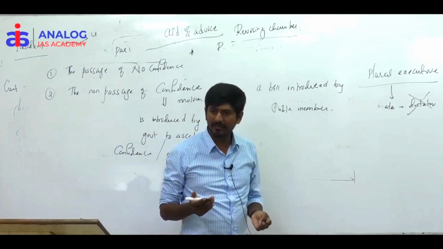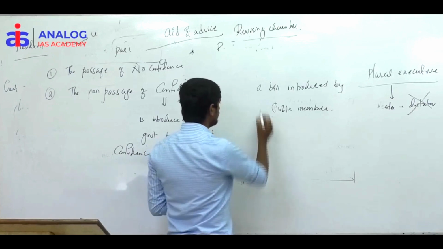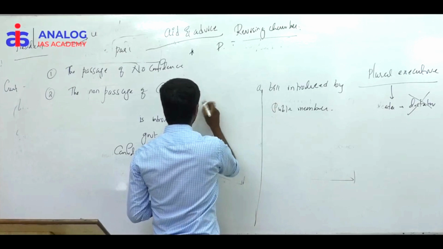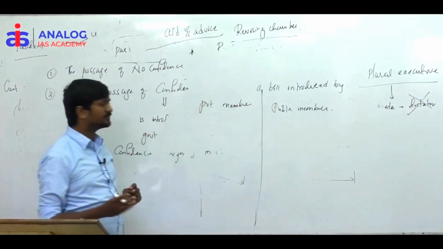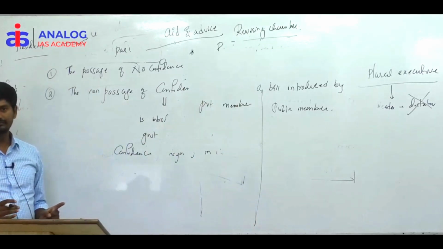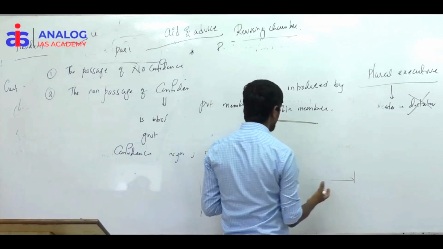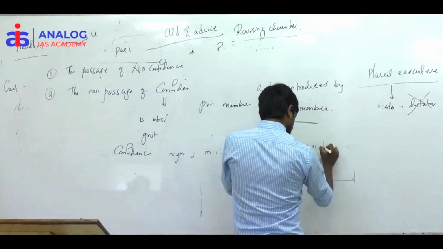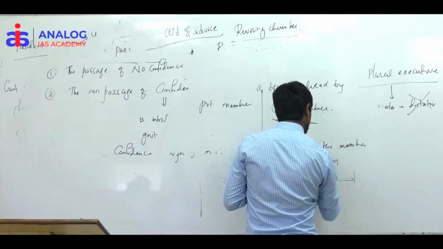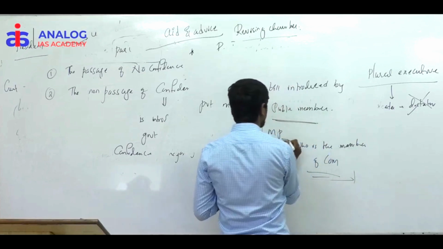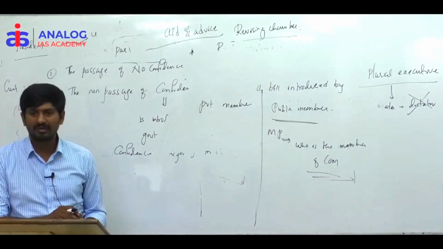What is a public member? What is a private member? In the Lok Sabha and Rajya Sabha there are two different types of members: public member and private member. Who is a public member? If a member of parliament is also a member of the council of ministers, he is called a public member.